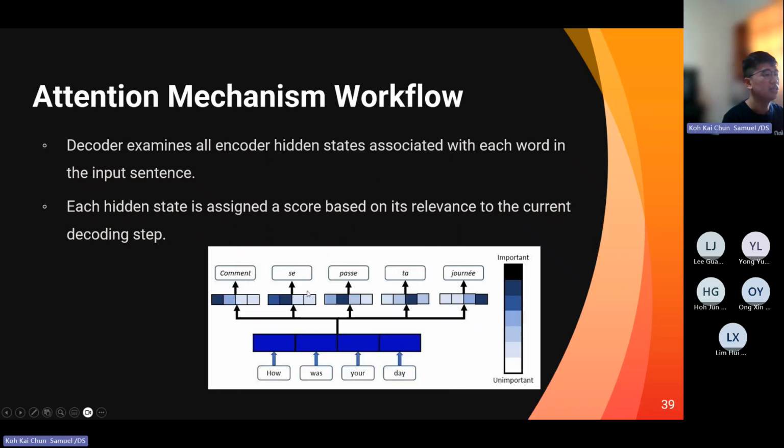You see how this associates each word in the input sequence, and each hidden state is assigned a score based on relevance to the current decoding step. The hidden state is just the RNN that we demonstrated just now. So it's just in a sense how it learns. Don't need to worry about this for now. But all I can say is that you will try to pay attention to each word and see how important each word is in relevance to the translation.